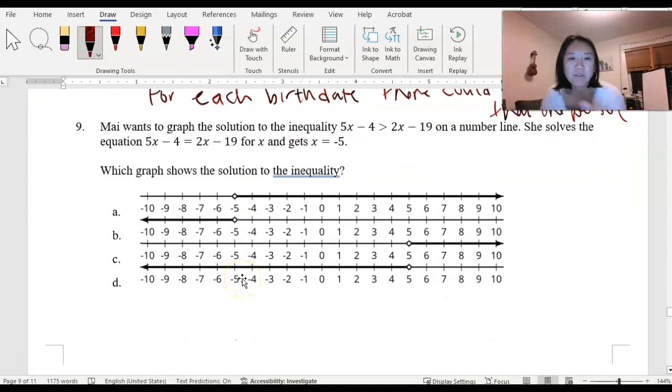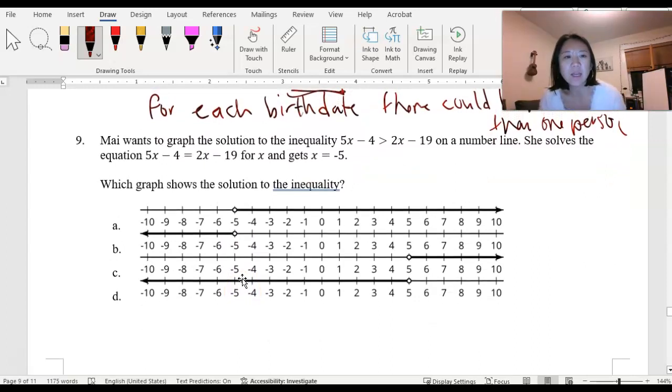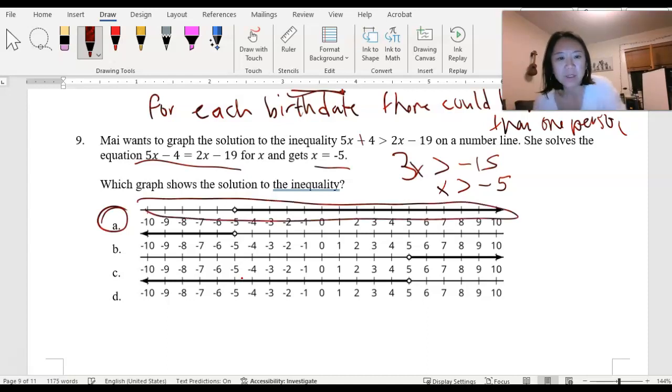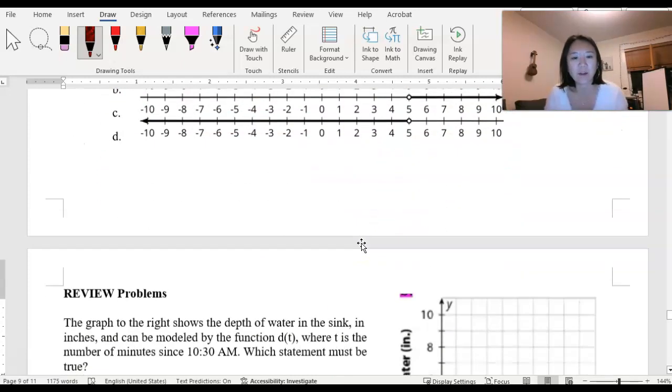Number 9, Mai wants to graph the solution to the inequality on a number line. She solves the equation and gets -5 for x. Which graph shows the solution to the inequality? So here, she would get 3x is greater than, and she adds 4 to both sides, -15. X is greater than -5. And so our best graph here would be A, because we're looking at -5, open circle, and moving to the right, greater than -5.